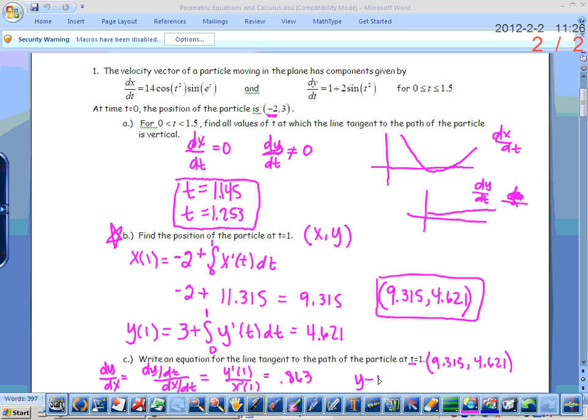So the equation of the tangent line is y minus 4.621 equals 0.863 times x minus 9.315. That's the slope, and slope is dy/dx, which in terms of parametric we learned yesterday is dy/dt over dx/dt. So I plugged a 1 in for dy/dt and a 1 in for dx/dt, and then divided those answers, or just did it all on my calculator.